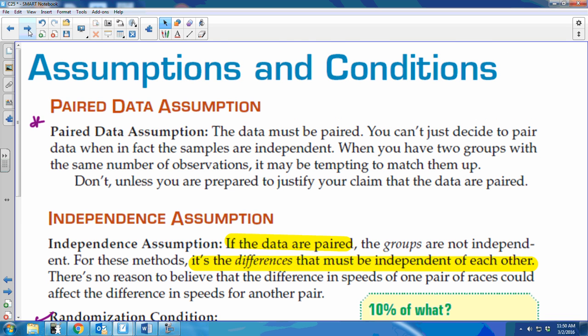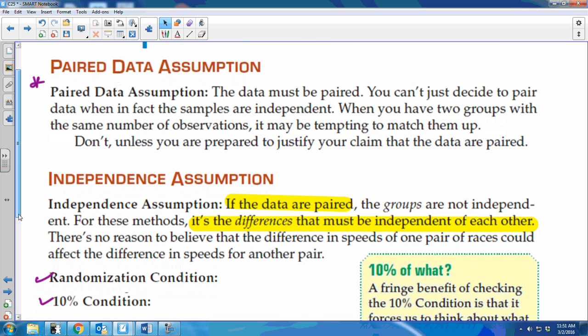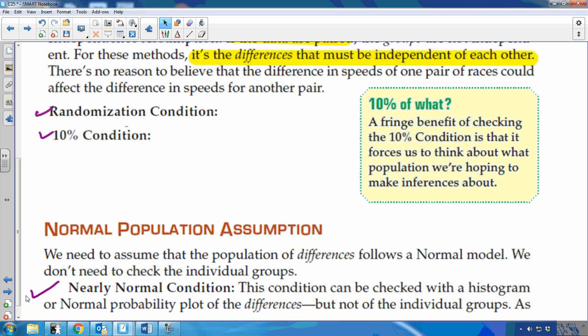You still have randomization. You still have 10%. Again, if it doesn't make sense, you don't have to talk about it, but the 10% helps you normally qualify what the population is you're talking about. All right? What is that difference really representing? All right, so that's what helps you out with figuring that out. Then you also have the nearly normal condition.